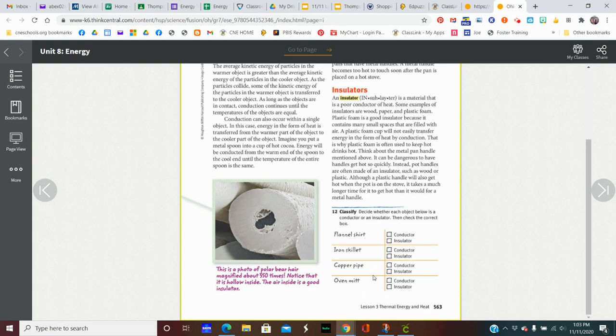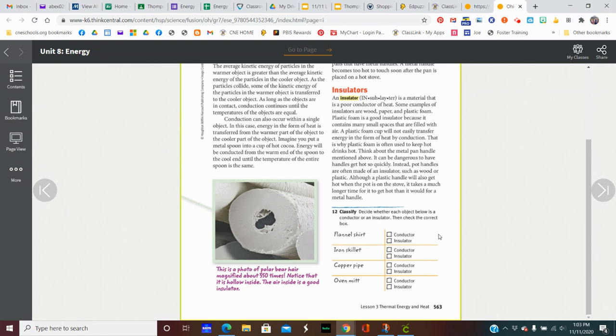All right, so what we're going to do now is come down here and classify these objects as whether they are conductors, meaning that they transfer heat well, or they're an insulator, meaning that they don't transfer heat well. All right, so let's do the first one. Flannel shirt. Is that a conductor or an insulator?